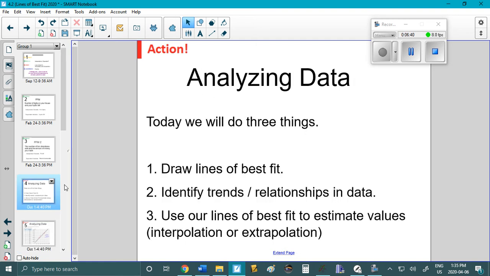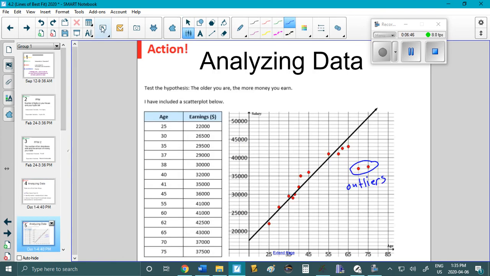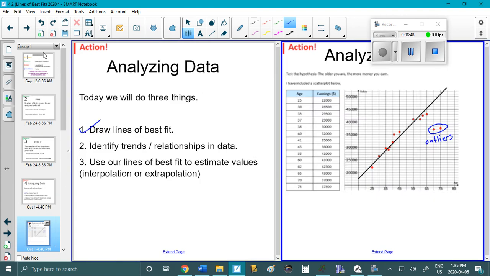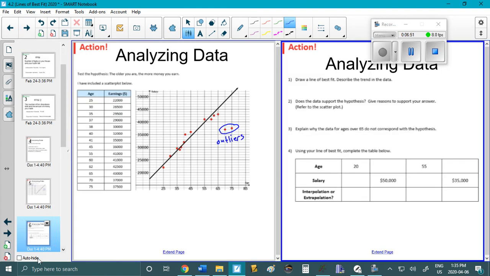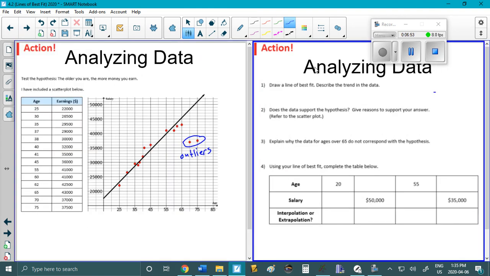So in our three parts of today, line of best fit, we did it. Number two, we're going to identify trends. So I'm going to go to side by side here, like I often do in class. Draw a line of best fit. Yes. Does the data support the hypothesis? So the hypothesis is the older you are, the more money you earn. Now we're going to ignore the outliers. We're going to ignore all the points. And the only thing we're going to look at is the line.